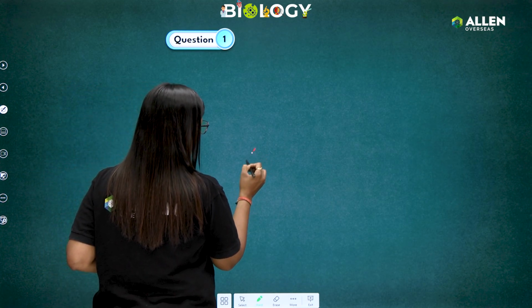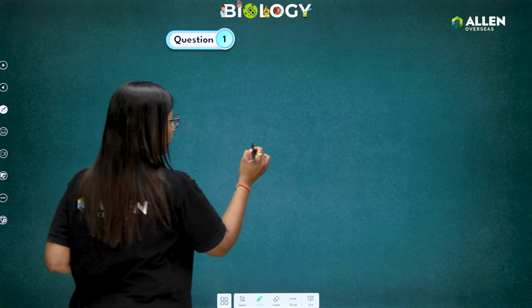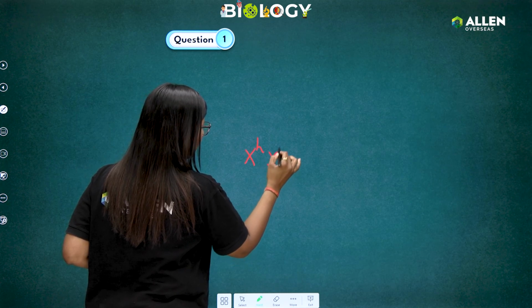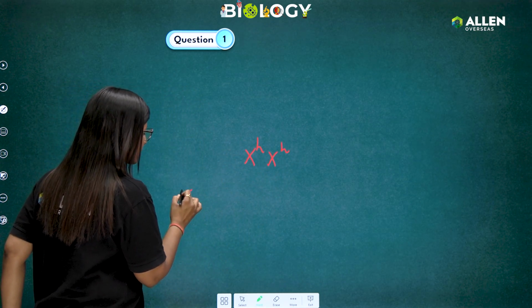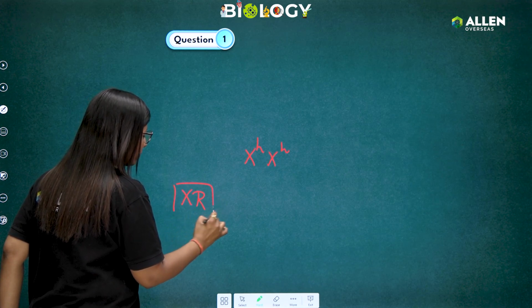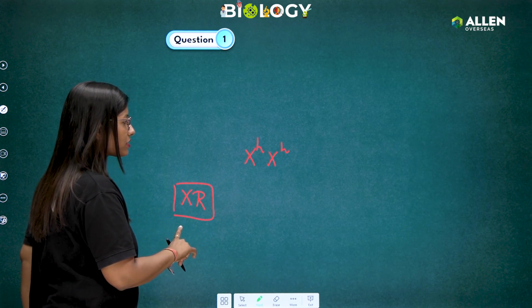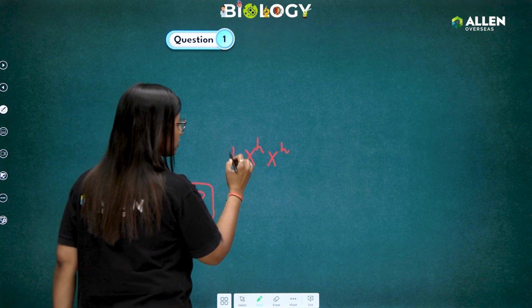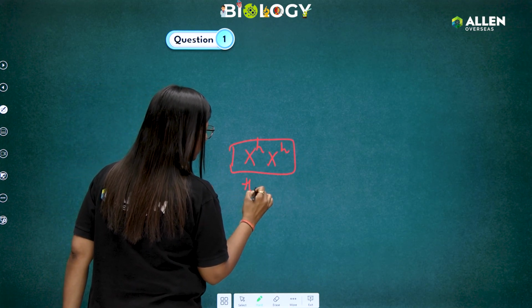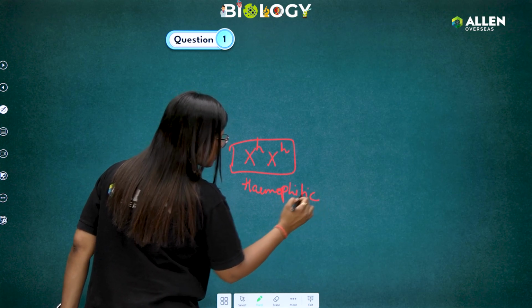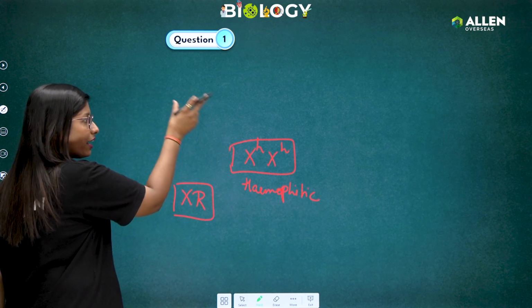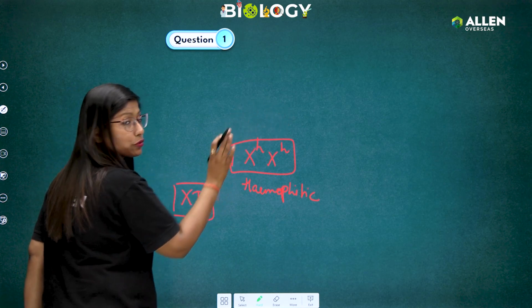So here they have given that the female is hemophilic. It means that the female's genotype has to be XHXH. Why? Because it's an XR, X-linked recessive disease. And in X-linked recessive disease, the female should have this genotype to be hemophilic. This is what we know. Now, the reason says that to be hemophilic, her mother should be carrier and father should be hemophilic.